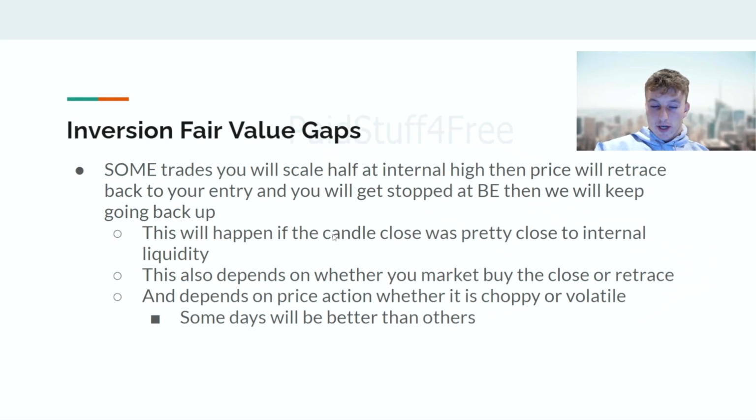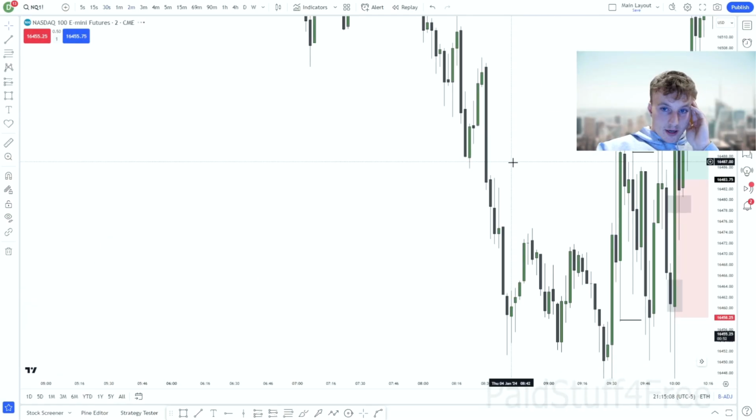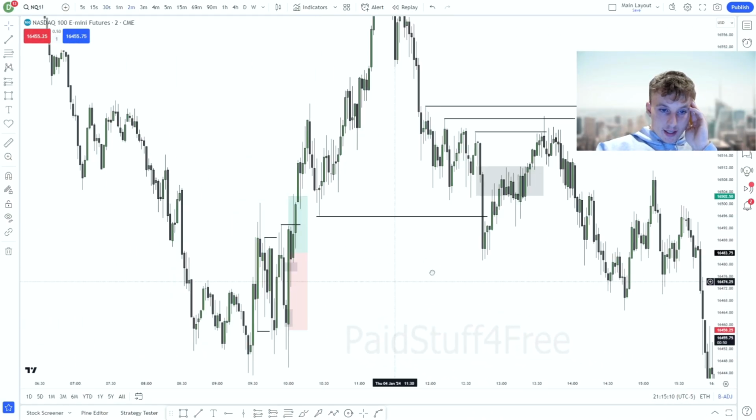It's going to take you some screen time to figure out. So this will only happen if the candle close was really close to internal liquidity. And I will pass those setups up sometimes. Like, I'll show you an example. This was the 2 minute earlier. Okay, I actually did take this.